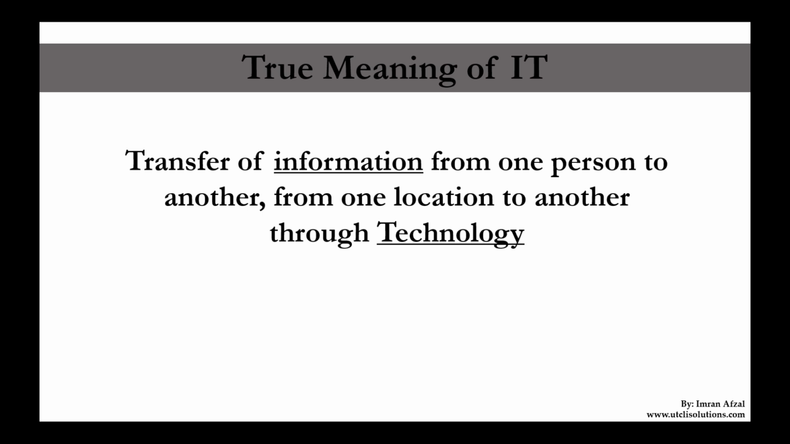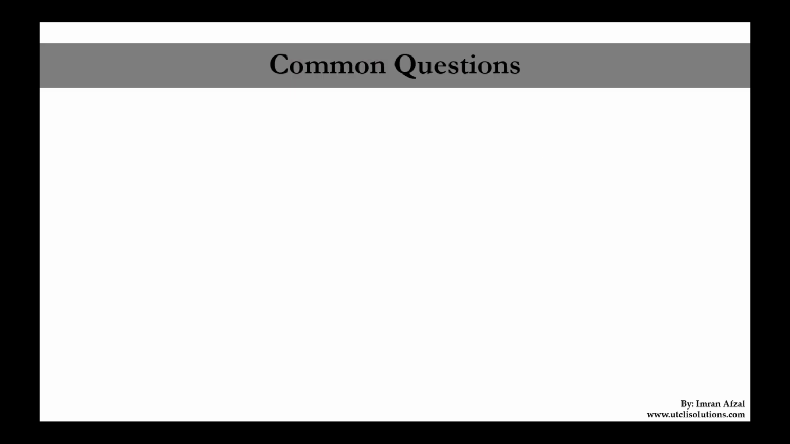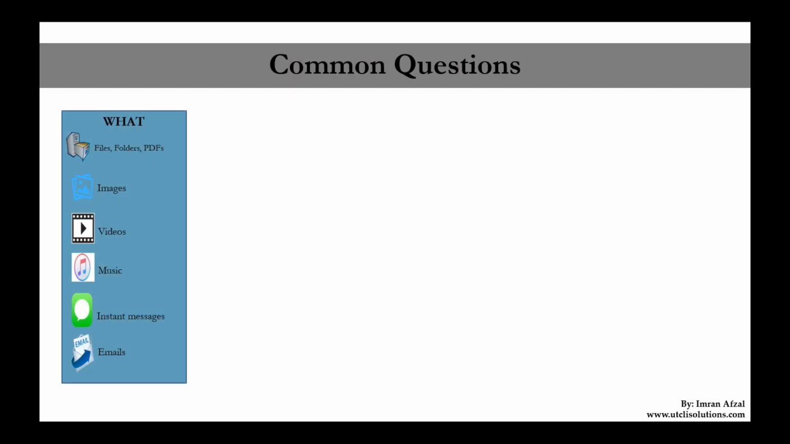Now, to understand it better, let's ask a few questions. Some common questions are, what is that information that we're transferring? That information consists of files, letters, applications, folders, or PDF documents that you have. Your images, the pictures you probably took when you were vacationing, you want to share with your friends. Same thing with videos. Music, instant messages. You use Facebook or WhatsApp or any kind of instant messages to share with other people. Emails. If you have a personal email or corporate email account, you send emails to your boss or your coworkers. So you are sharing that information.